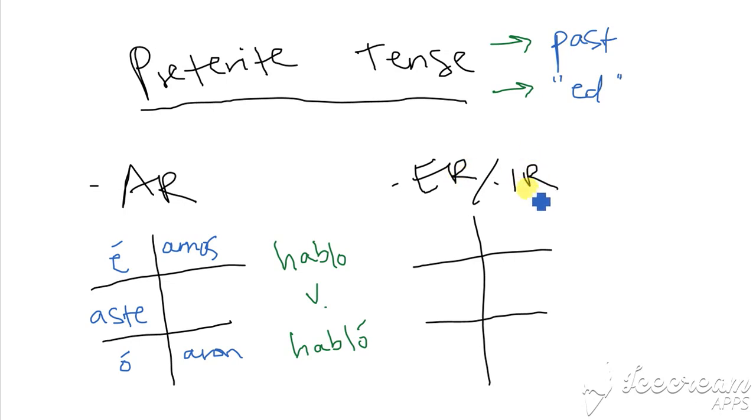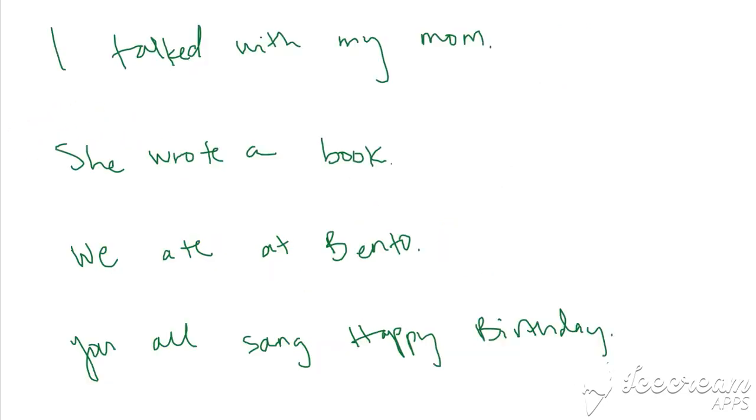Okay, ER and IR verbs are actually the same in the preterite, so you only have to remember two conjugations for the preterite. So for ER, IR verbs, it's í, iste, ió, imos, ieron. And the way that we're going to remember these conjugations is with twinkle, twinkle, little star. So it's going to be aste, ó, amos, aron, iste, ió, imos, ieron. And we will obviously sing that together in class.